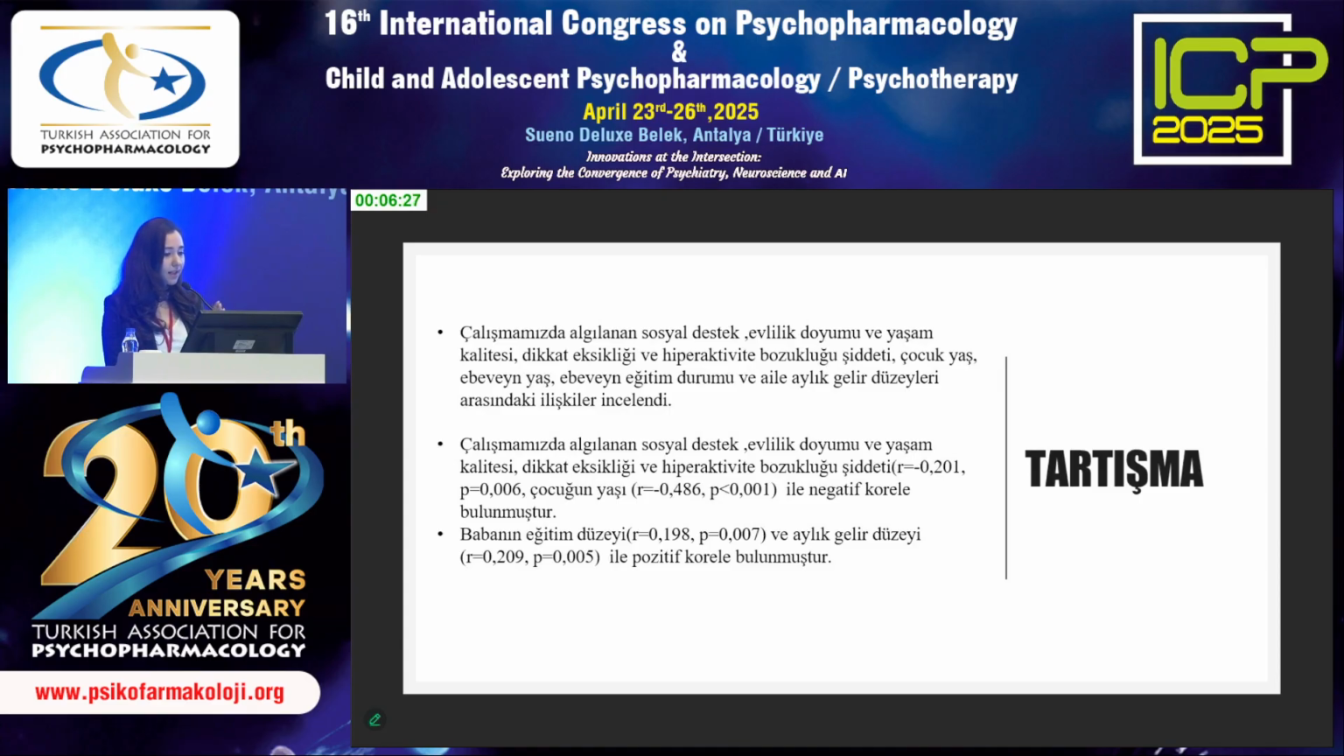In our study, the relationships among perceived social support, marital satisfaction, and quality of life, severity of attention deficit and hyperactivity disorder, child age, parental education status, and family monthly income levels were examined. Perceived social support, marital satisfaction, and quality of life were found to be negatively correlated with the severity of attention deficit and hyperactivity disorder and the age of the child. They were found to be positively correlated with the father's education level and monthly income level.